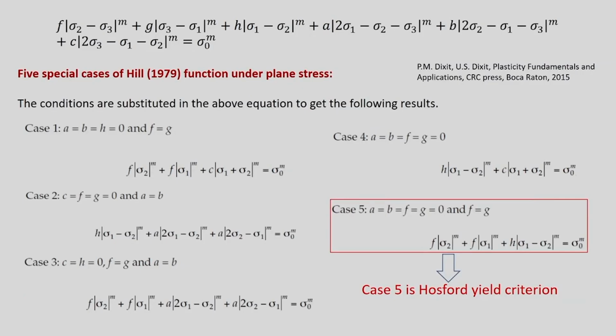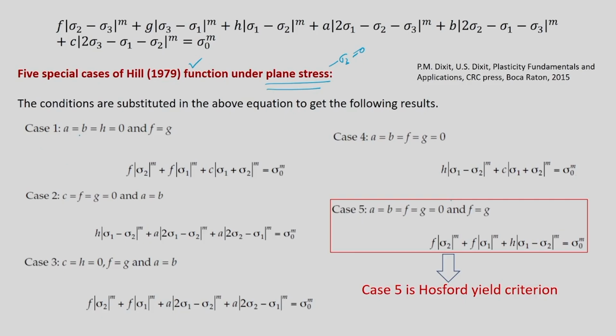Of course, you can do this exercise. I am not going to explain it, this is very obvious and self-explanatory, but this will lead to one important result. There are actually 5 special cases of the Hill 1948 function under plane stress, which means that directly you can write sigma 3 equal to 0. So, if you substitute these conditions belonging to case 1, 2, 3, 4, 5 into this equation, you will get some other forms of the equation, which is what is described here.